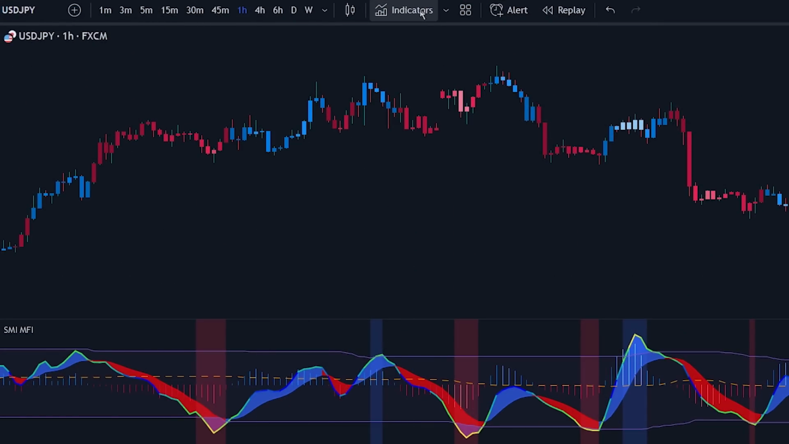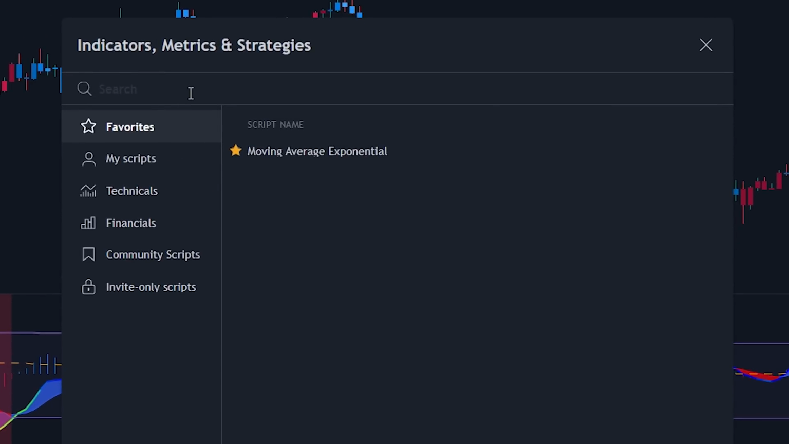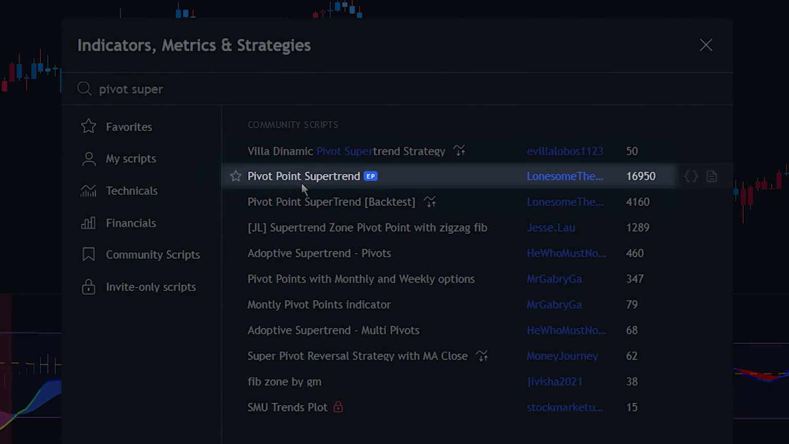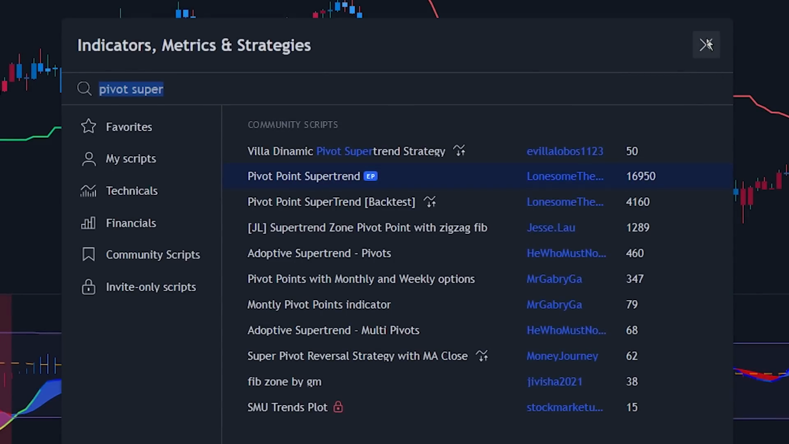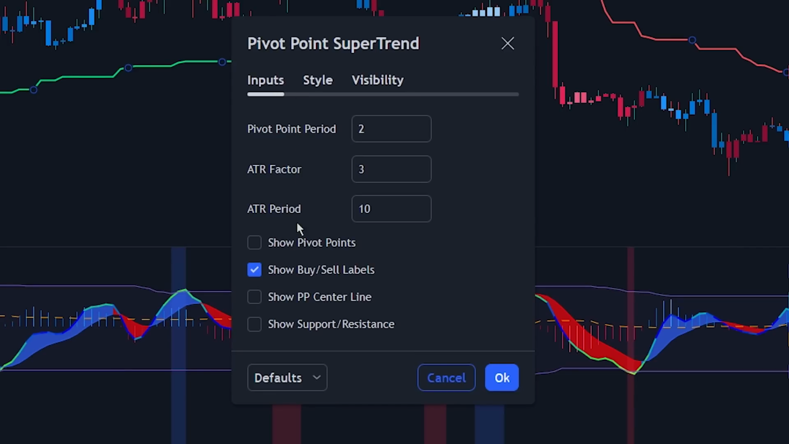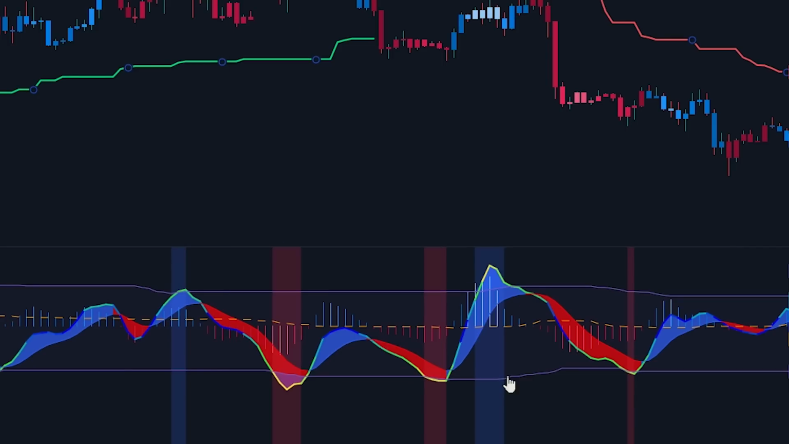Navigate to the Indicator Search tab and search for the Pivot Supertrend indicator. Select the indicator made by Lonesome the Blue. Now head over to the Indicator Settings tab and click on the Input tab. Here we will be removing the Buy-Sell Labels checkbox. That was all that we needed to do.